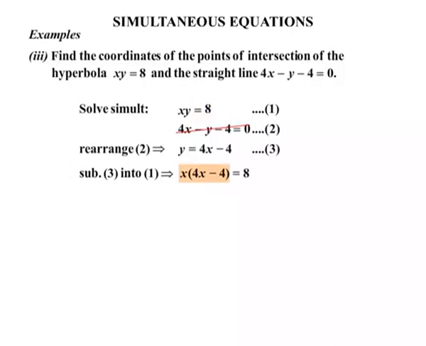So now let's expand the brackets there. 4x squared minus 4x, and that equals 8. And the 8 comes over to the other side because it's a quadratic. We want everything to the one side equals 0. And when it comes to the other side, it becomes minus 8. So we end up with this.